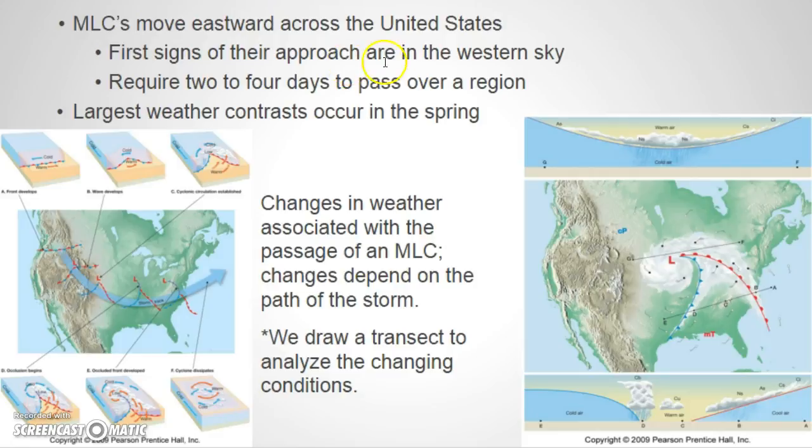The first signs of their approach are in the western sky. So if we look to the west, we would be able to see the weather on its way. It's traveling towards us, and it generally requires 2 to 4 days to completely pass over a region. The largest weather contrasts that we get occur in the spring, where we have the coldest and the warmest air colliding.